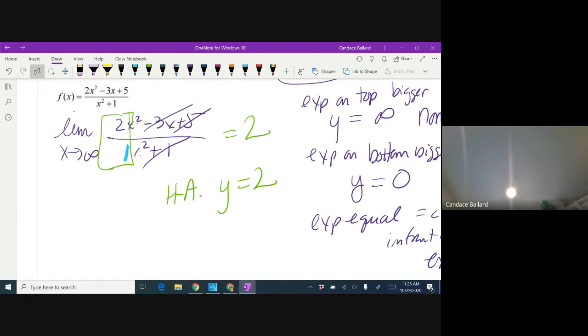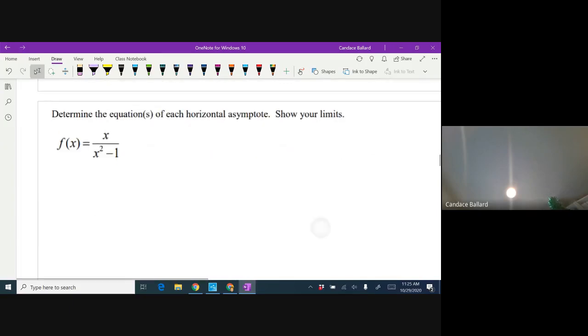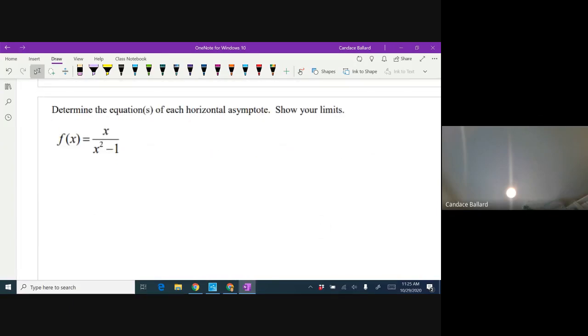All right, let's look at another one. I think I've got two. Yeah, I've got a bunch of these. Okay, so let's look at this one. f of x equals x over x squared minus 1. Okay, so I want you to look at the exponents. Is the top bigger, the bottom bigger, or are they equal? So tell me top, bottom, or equal. Good job. So the bottom is bigger, okay?